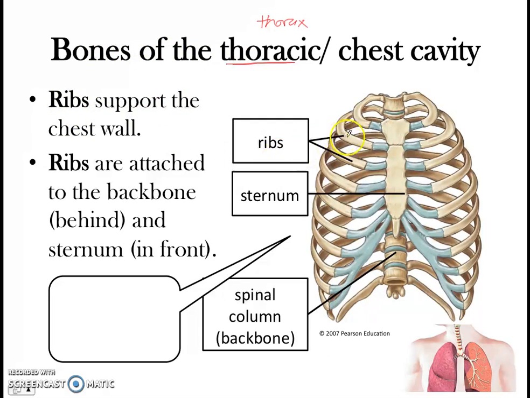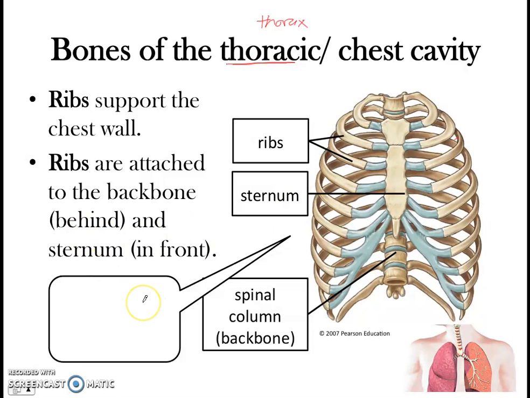First, we have your ribs, right? And your ribs are attached at the back of your body to your backbone. This is your backbone here, or what we call the spinal column, your backbone at the back. And the ribs are attached to the sternum in front. And these ribs are important because they help to support the chest wall. And together the ribs form the rib cage. Right? I'm sure that sounds familiar.